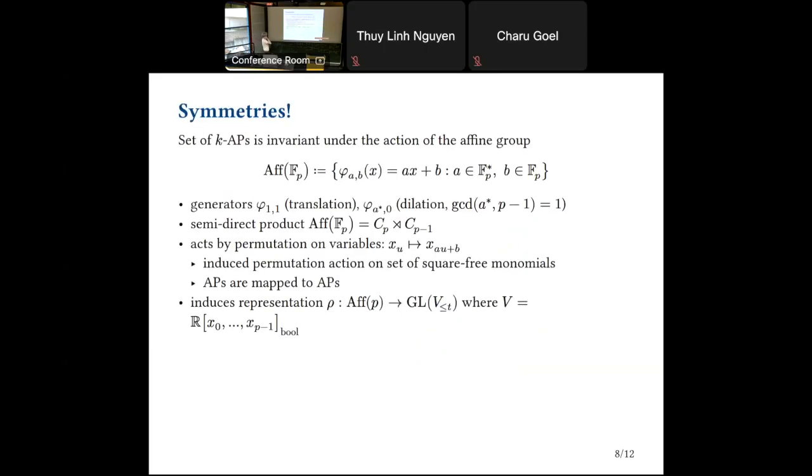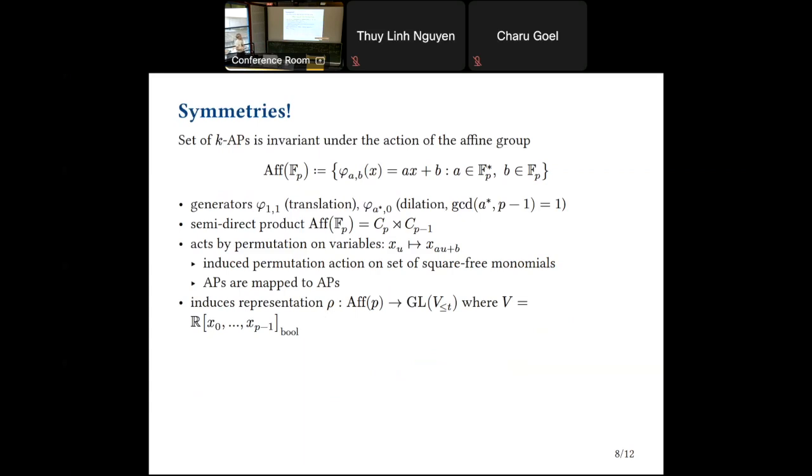And then the step to make it actually computationally tractable is using symmetry reduction. There's a very big symmetry group acting on this problem, which is the affine group of this field. It's just the ax plus b group, in the sense that it's translations and dilations and everything in between. It's generated by the translation by 1 and the dilation by some generator of the dilation group, which is the cyclic group of p-1 elements. You can also write it down as a semi-direct product.